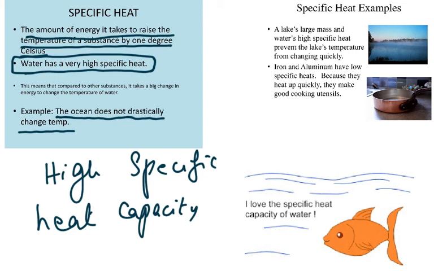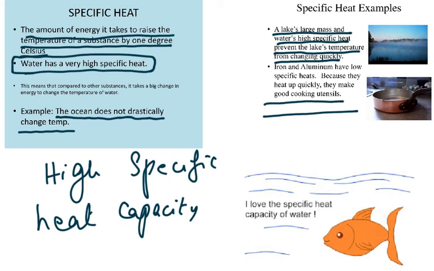And specific heat examples, as we can see here, is a lake's large mass and water's high specific heat prevents the lake's temperature from changing quickly. So it doesn't get hot very quickly, it doesn't get cold very quickly. But you look at other things like iron and aluminium, they have low specific heats because they heat up quickly, they make good cooking utensils.